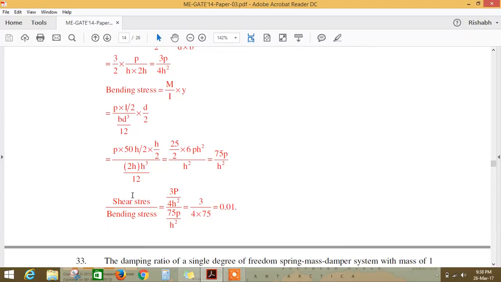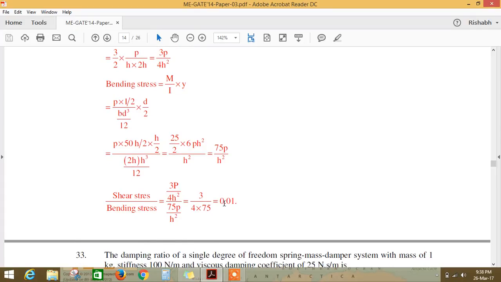Okay, so shear by bending stress we have to find out. Actually it is maximum shear stress by maximum bending stress, so you will get 0.1. Okay, so this is the answer.